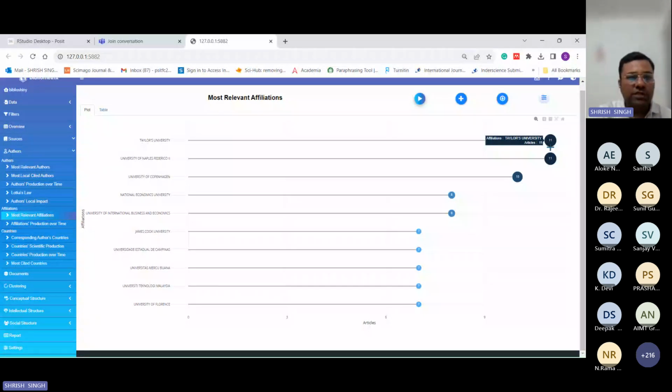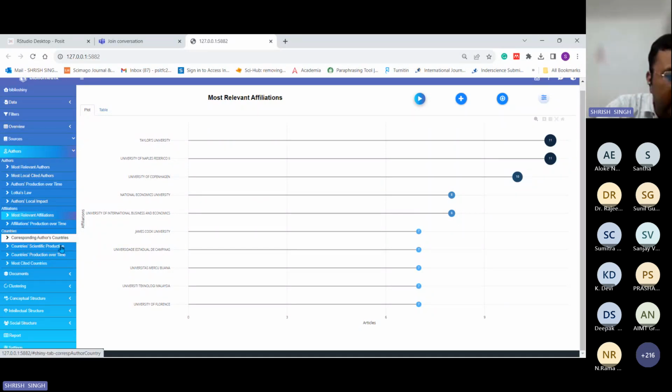Similarly, the next one is University of Naples. It has also published the same amount, that is 11 articles. After that, in third position, the affiliation house is University of Copenhagen, and it has around 10 articles so far, right? So you can find the most relevant affiliation. Which affiliation is the most relevant? These two, Taylor's University along with the University of Naples, right? So you can just report like this.